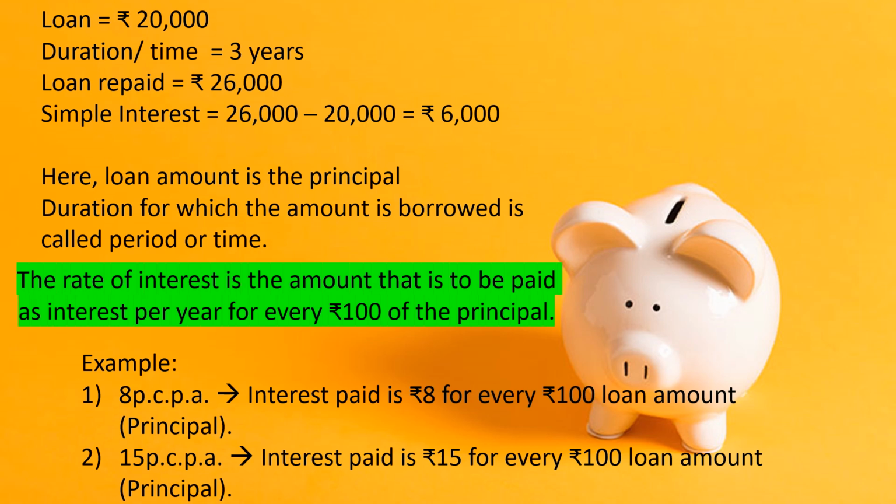So likewise, if it is any amount, if it is 1,000, if it is 2,000, they take a basic amount as 100 and they say 8 rupees interest for every 100 rupees. That means 8% for 1 year for rupees 100. Suppose you are taking 50,000, so 50,000 at 8%, whatever amount comes, that is the interest that you have to pay to the bank. Similarly, 15 PCPA means interest paid is rupees 15 for every 100 rupees loan amount, that is the principal.